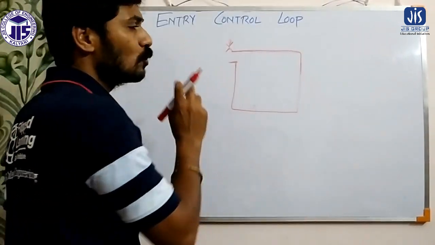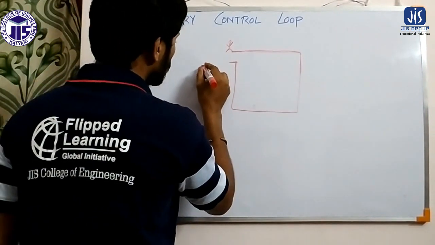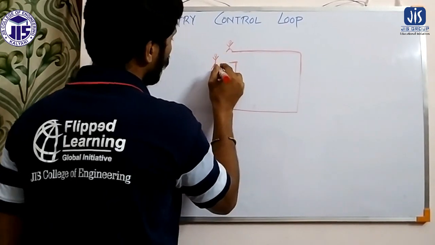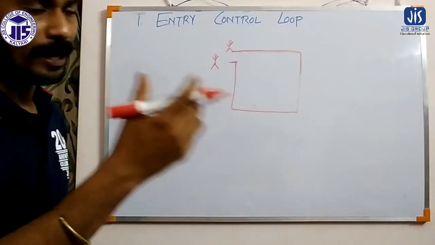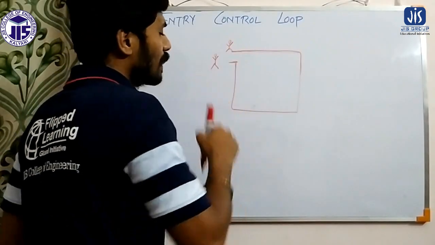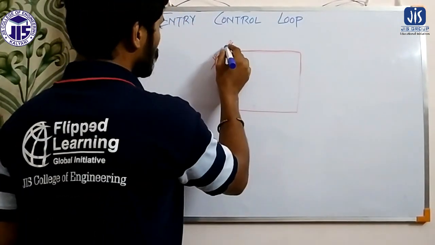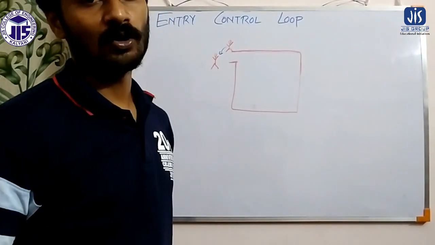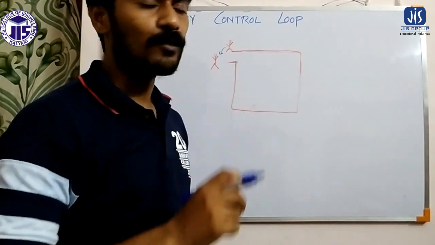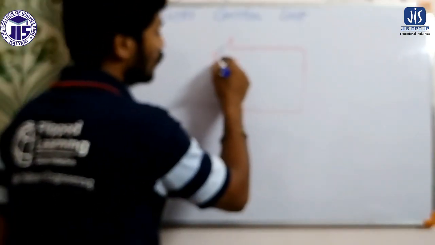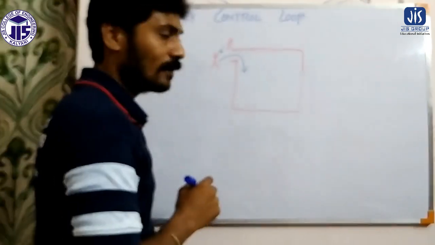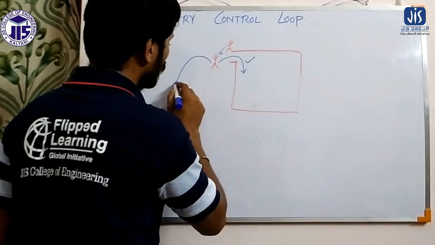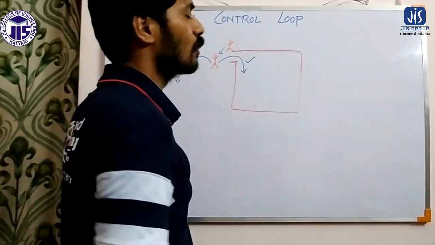Now what will this person do? When student 1 comes to the entry point, this person will check whether the student is satisfying the condition or not. What is the condition? Proper uniform. If the student has a proper uniform, he will be allowed to enter. If not, he will not be allowed into the class.